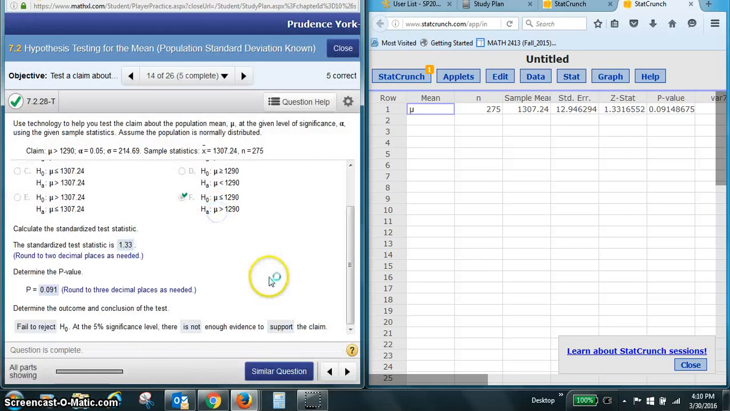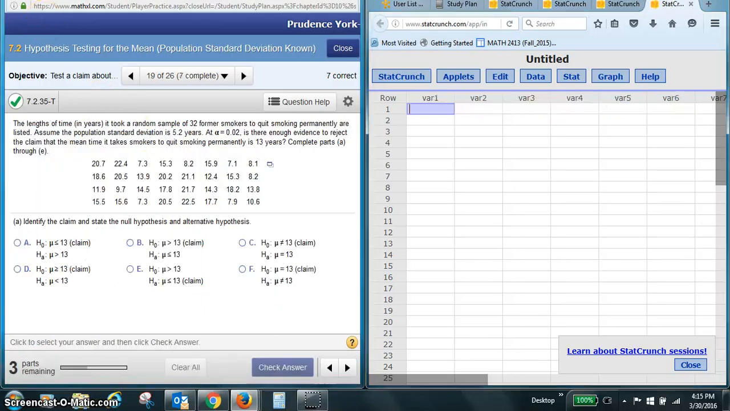So when you work these, there's going to be a lot of issues about the wording based on whether the claim is your null hypothesis or the alternative hypothesis.